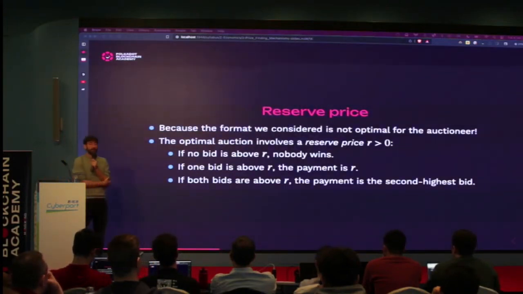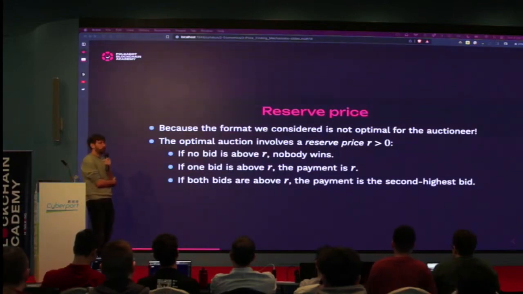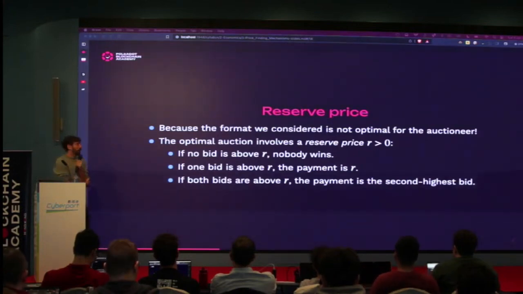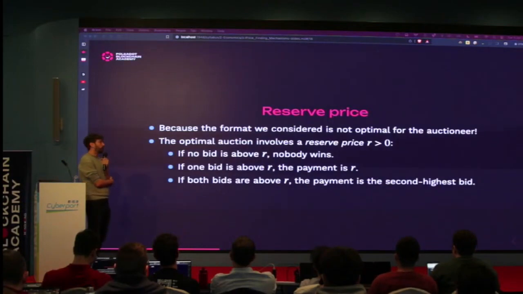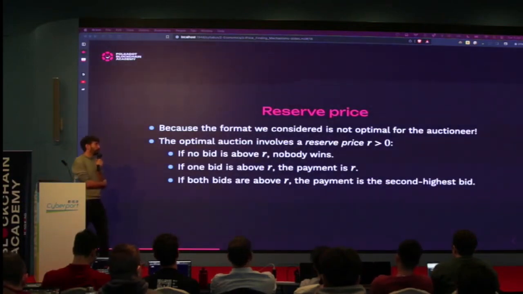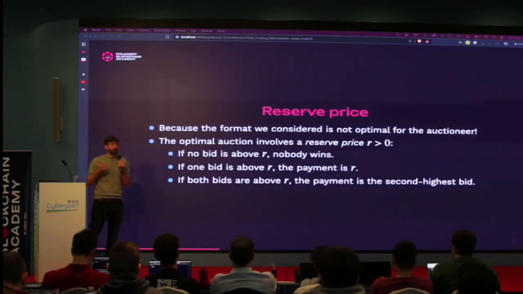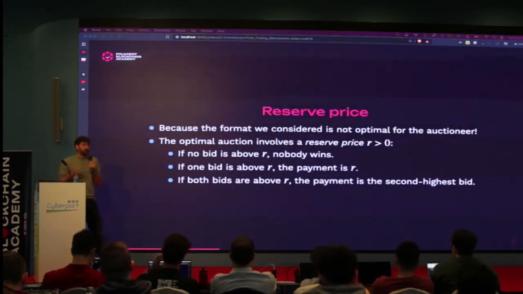Why not? Because this auction format actually turns out to be not optimal for the auctioneer here. But we can make it optimal by introducing a so-called reserve price. With a reserve price R, if nobody bids above R, nobody wins. There's some price that she's posting where she says that if none of the bids are higher than this, I'm not going to sell it.